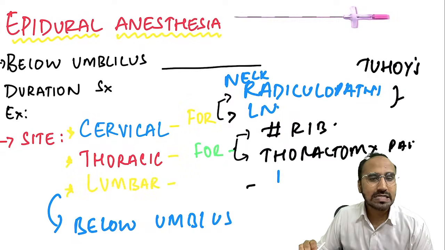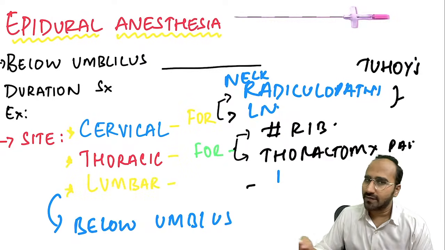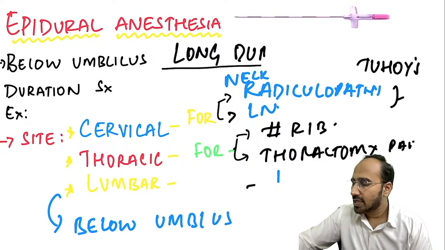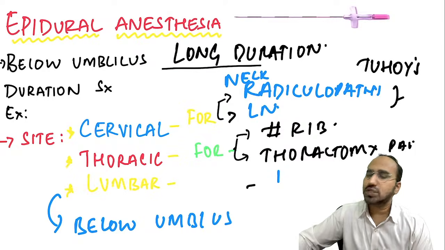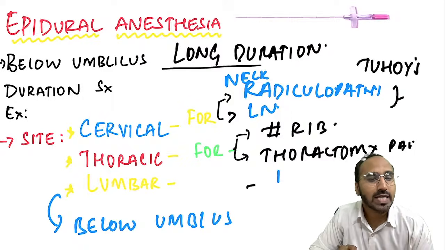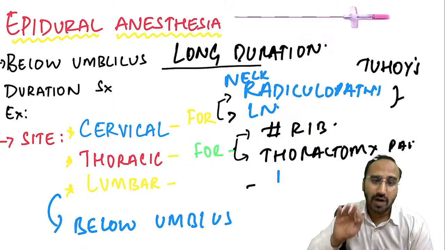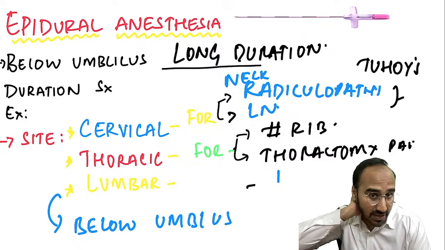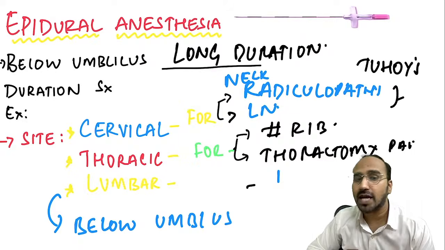In epidural anesthesia, again the indication is very clear: below the umbilicus, long duration surgery. But if I say it is used only for this reason, I will be very wrong. Epidural can be used for many things. One of the indications is below the umbilicus, long duration. Apart from that, you can place an epidural at the cervical level, thoracic level, and at the lumbar level also.